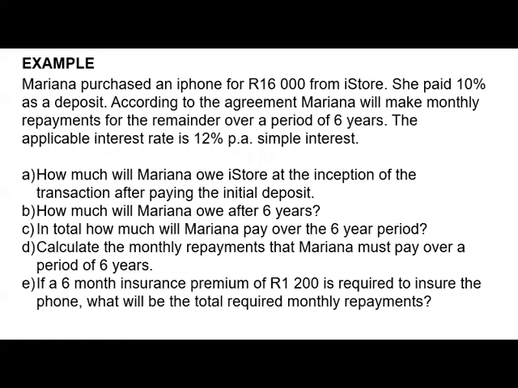Now, that's where most of my kids actually got lost. They don't understand why I am saying 1,600 is a deposit. It's because you've been told that Mariana paid 10% of the price of the iPhone. The price of the iPhone is 16,000, but Mariana paid 10% of that 16,000, and 10% of that 16,000 will be 1,600. Now, to determine how much Mariana still owes according to this agreement, you take the purchase price of 16,000 minus the discount, and the discount that you're going to subtract will be that 1,600. That's how you find P, which is the amount that Mariana still owes.